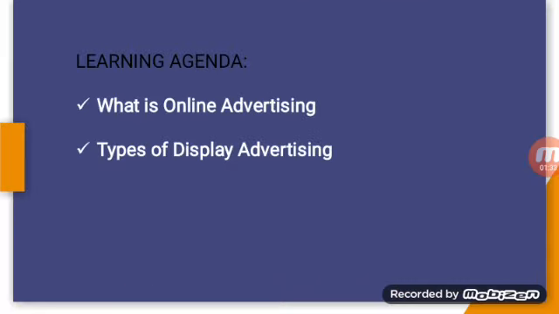So what exactly are we going to learn today? There are only two main parts. The first one is, what is online advertising? We're going to look at the definitions of online advertising, examples, and types of online advertising vehicles. And then the next part, which is types of display advertising. There are about 5 types of display advertising that we will look at today. So this is going to be the agenda for this whole week.